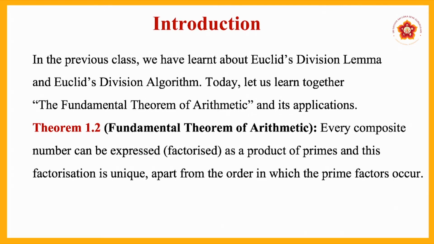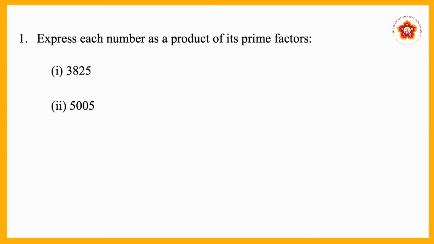Theorem 1.2, fundamental theorem of arithmetic. Every composite number can be expressed as a product of primes, and this factorization is unique apart from the order in which the prime factors occur. Using this theorem, we can find the LCM and HCF of any positive integers.